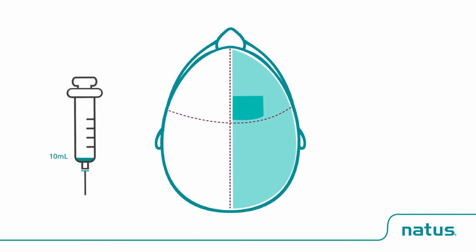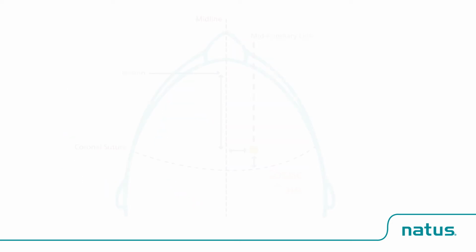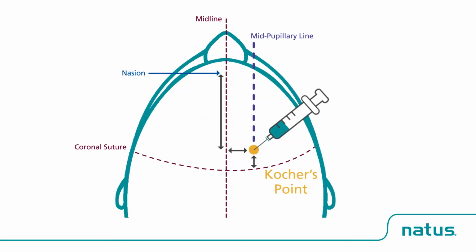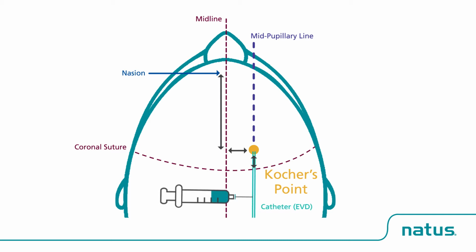Draw up your anesthetics using a 10 ml syringe and a 22 gauge needle. Change the needle over to the 25 gauge size. Inject the anesthetics down to the skull where Coker's point is marked. Do this before setting up the sterile field to allow time for the anesthetics to be effective and aid in hemostasis during the procedure. Also inject an anesthetic along the path where the ventricular catheter will be tunneled.